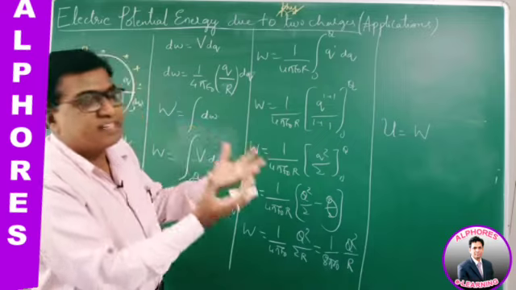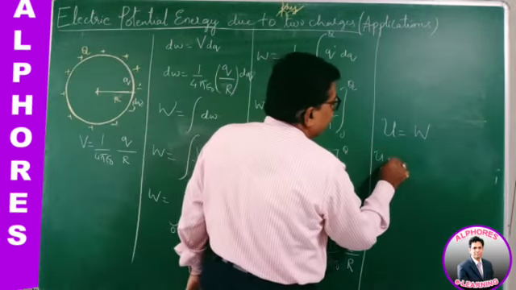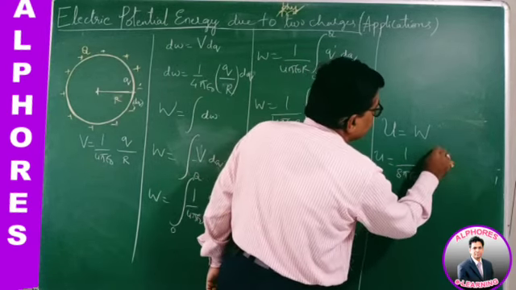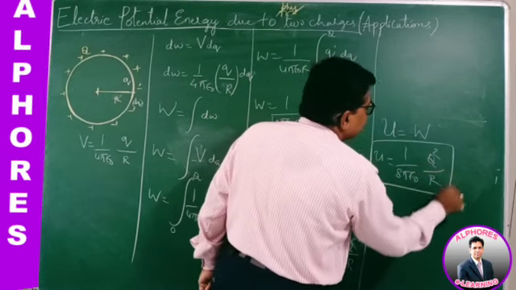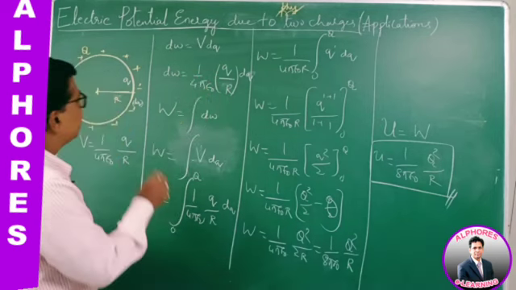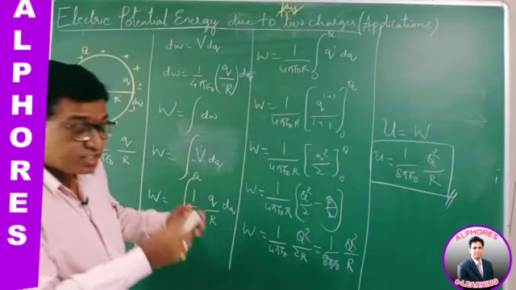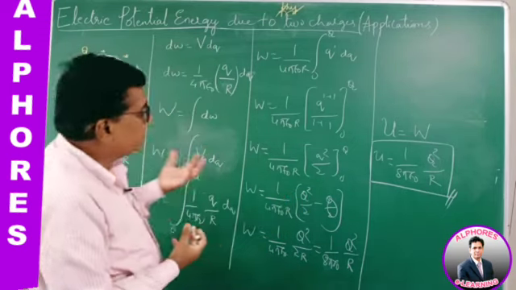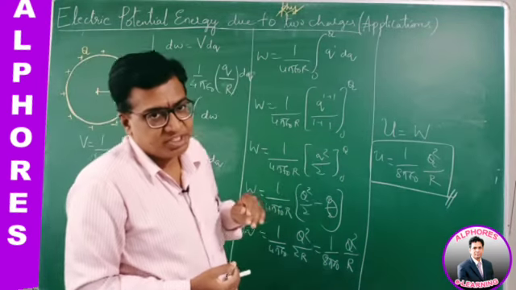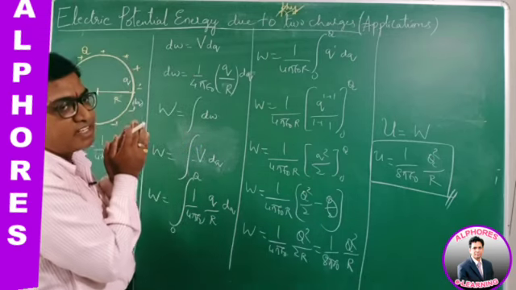So the total work done in charging this body, W, is 1 by 8 pi epsilon naught, q squared by r. This is the self potential energy of a charged sphere of radius r. In storing the charge, there is work done, and all the work done is stored in the form of potential energy. This is the self potential energy of a charged sphere.